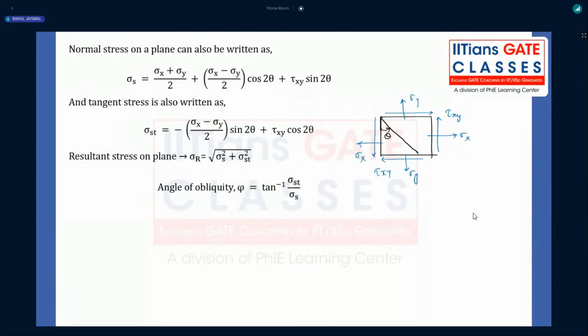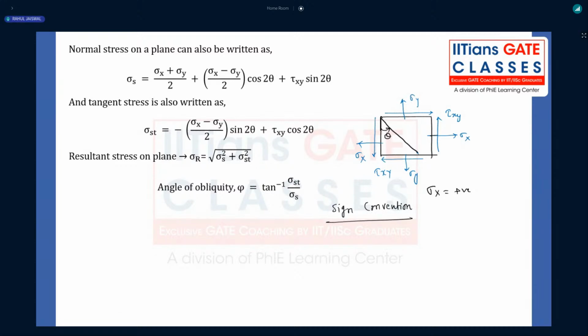Correct. Now, understand whatever figure I have drawn. Try understanding whatever figure I have drawn right now. For the formulas I will be putting, suppose sigma x: what is the sign convention for sigma x? If it is acting away from the plane, sigma x will be taken as positive. Sigma x will be taken as positive if it is acting like this. So I'm talking about the sign convention that you need to follow.